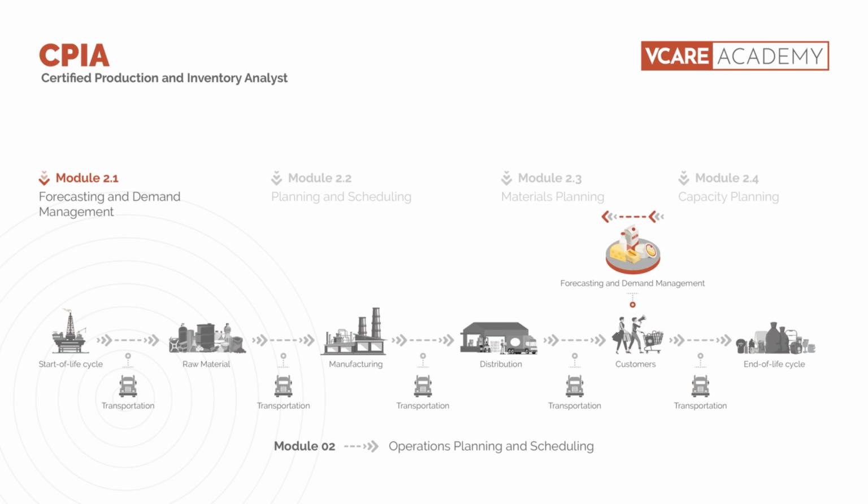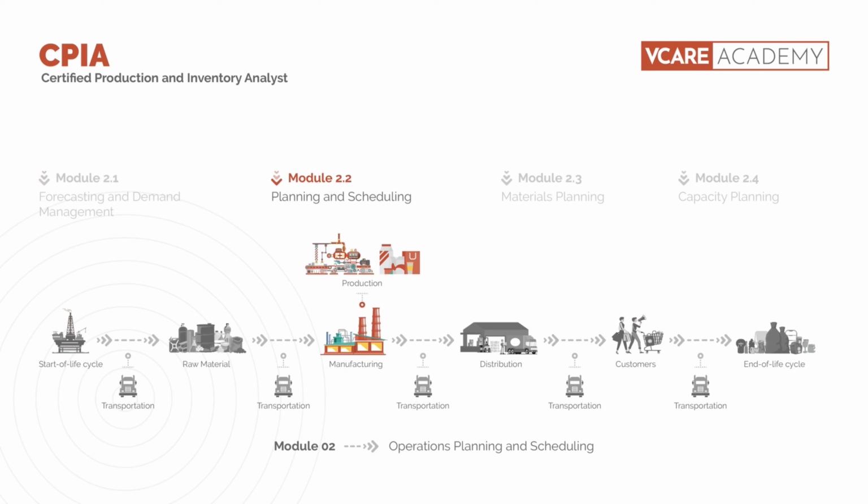Module 2, we're going to focus on operations planning and scheduling. And we're going to start off with probably the most important part of this subject, which is forecasting and demand management. Any business needs to have a reasonable idea of what the demand is going to be on the business, such that we can organize the supply.